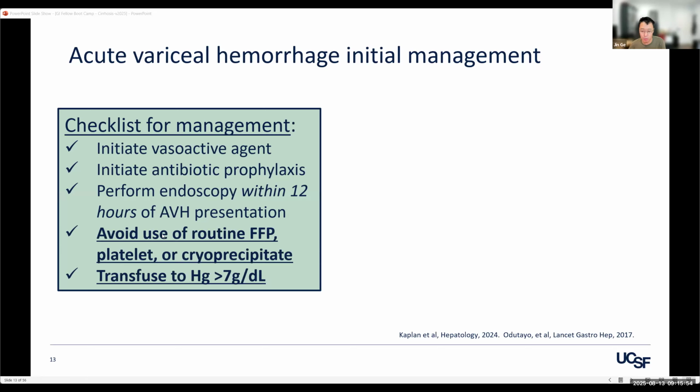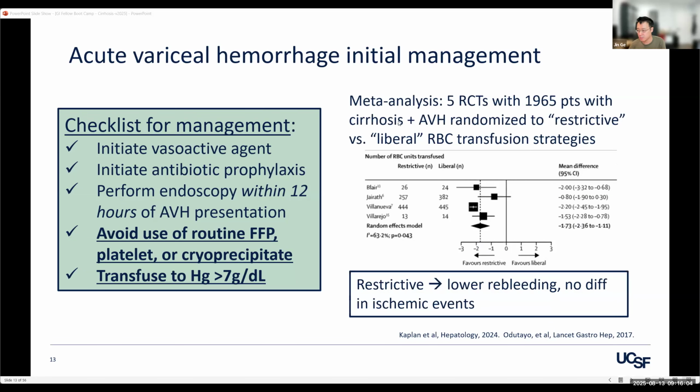But I think the notable thing is that you should avoid the use of routine FFP, platelets, or cryoprecipitate, and you should transfuse for hemoglobin above 7. This is because people have done multiple randomized trials and meta-analyses looking at restrictive versus liberal transfusion. And what we found was that restrictive transfusion thresholds actually have lower rebleeding and no difference in ischemic events.